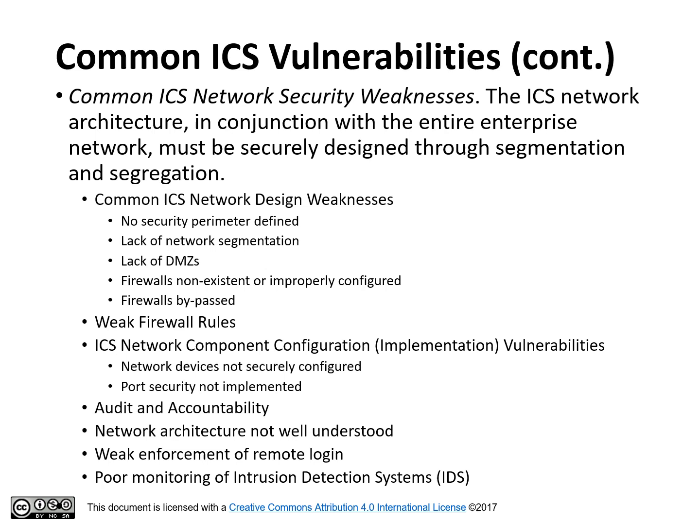This category of security weaknesses includes the following. Common ICS network design weaknesses, which includes the lack of security perimeter definition, the lack of network segmentation and DMZs, the non-existent firewalls, and the bypassing of firewalls. Weak firewall rules. ICS network component configuration vulnerabilities, which include network devices not securely configured and port security not implemented.